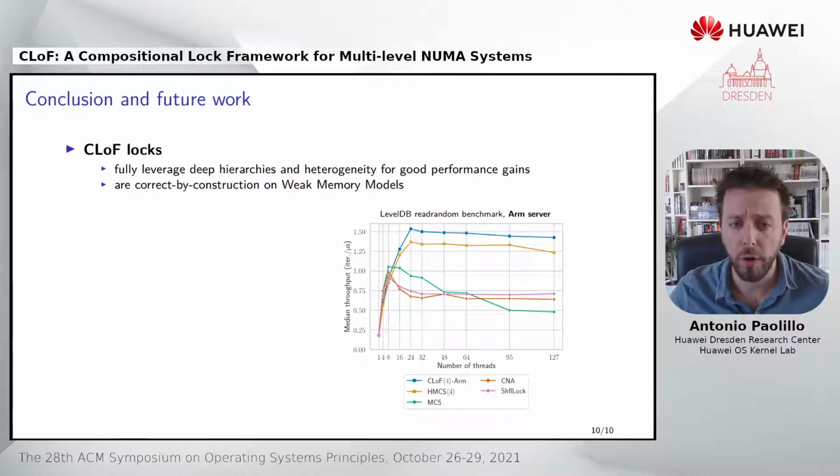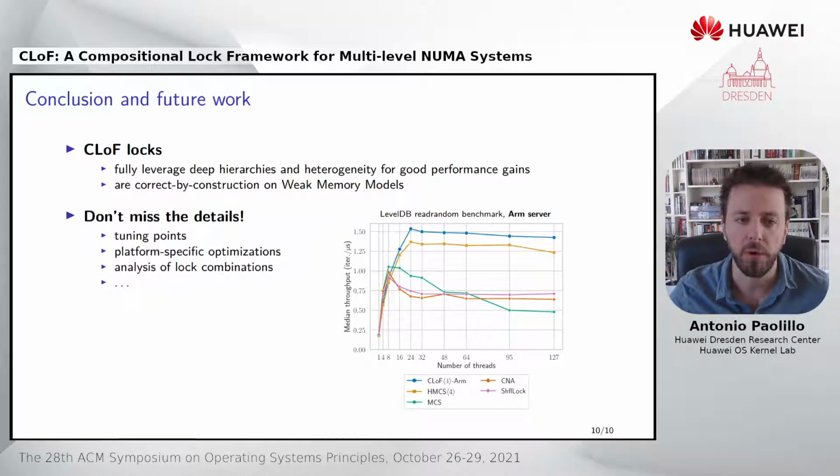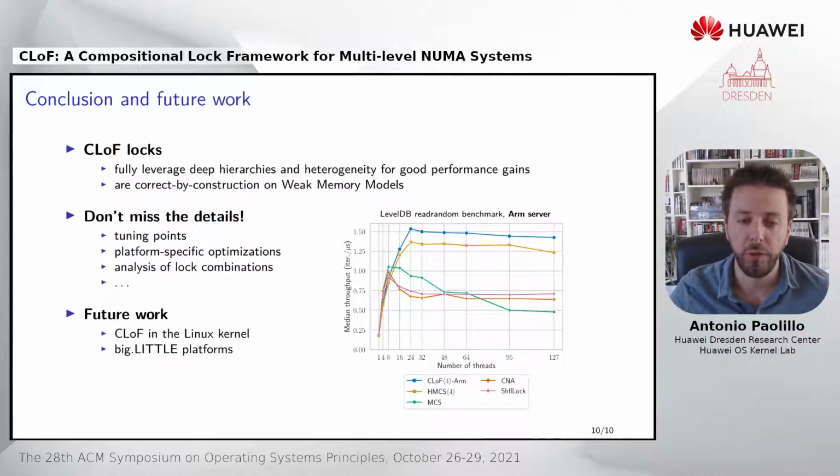The best CLoF lock greatly outperforms state-of-the-art NUMA-aware locks. Running on both ARM and x86, CLoF yields twice the throughput of CNA lock and shuffle lock in multiple benchmarks. In our paper, we cover many more details. Among other cool things, we explore tuning points, platform-specific optimizations, and analyze the best CLoF lock combinations. As future work, we would like to consider implementing CLoF in the Linux kernel, and maybe big little platforms, for even more fun with more heterogeneity.